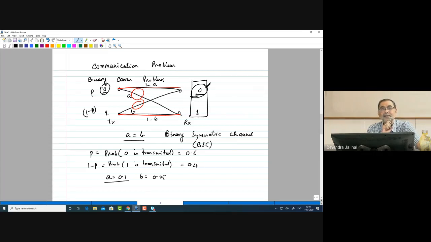Sometimes Bayesian answers are counterintuitive, right? If you're standing at 0 here, a simple answer that somebody may want to give is something like 1 minus A or something like that, right? A is assuming A and B are known. Since I've received a 0, 0 must have been transmitted with a probability of 1 minus A.